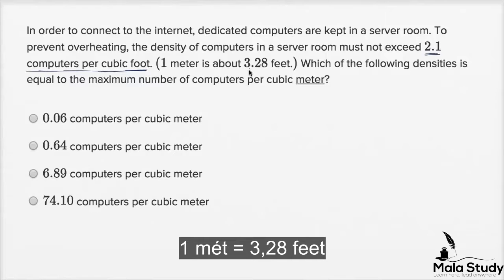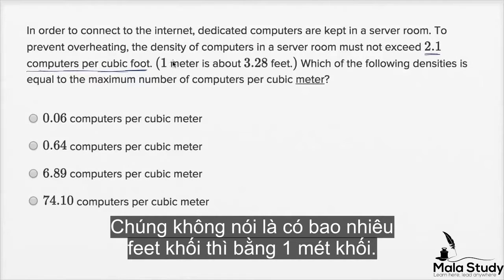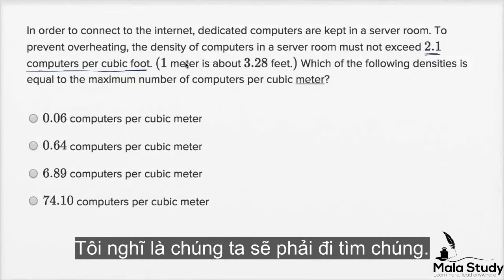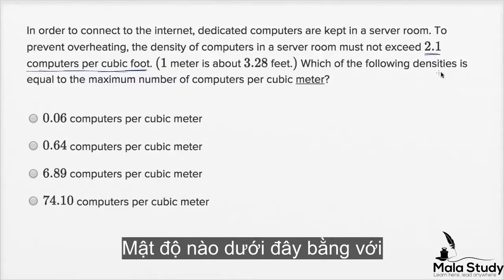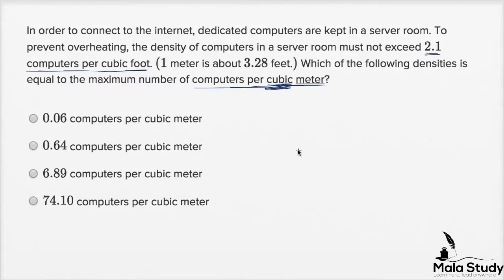1 meter is about 3.28 feet. So they're converting linear meters to linear feet. They're not telling us how many cubic feet is 1 cubic meter, so I suspect we're going to have to figure that out. Which of the following densities is equal to the maximum number of computers per cubic meter? So how would we think about this?